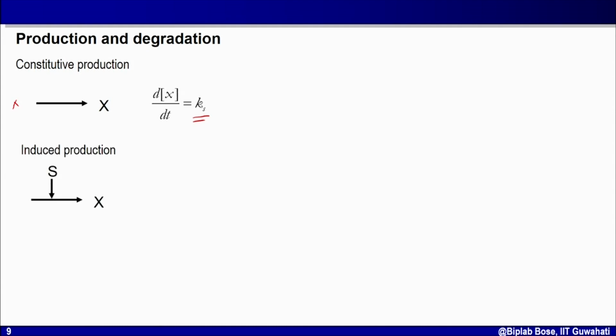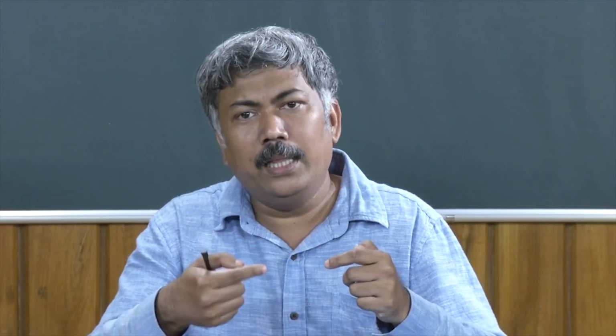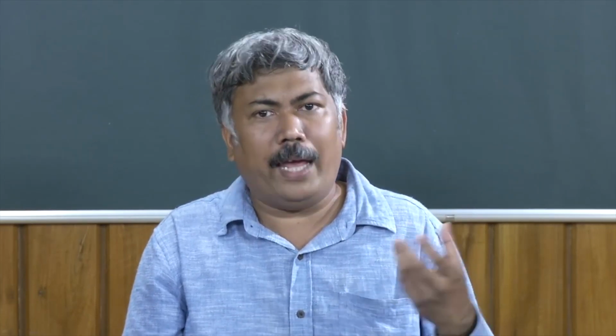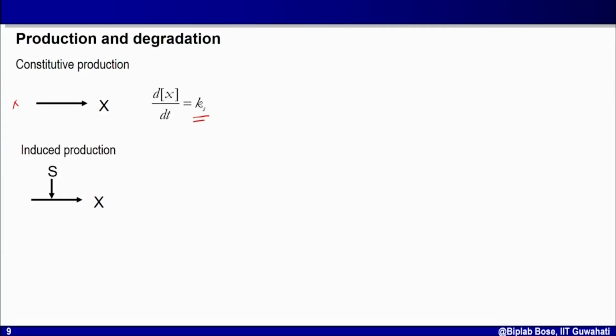Now, suppose the production of X is not constitutive, but a signal S comes and tells the cell that you have to produce X. So it is an inducing thing. For example, you may be growing bacteria having a plasmid carrying a gene of interest under the control of lac operon. You may add IPTG from outside to induce the lac operon for production of the gene product. So in this case, IPTG is the signal given to bacteria that it has to produce that gene product. So I have represented it graphically here. S is the signal that comes and it tells the cell to produce X.